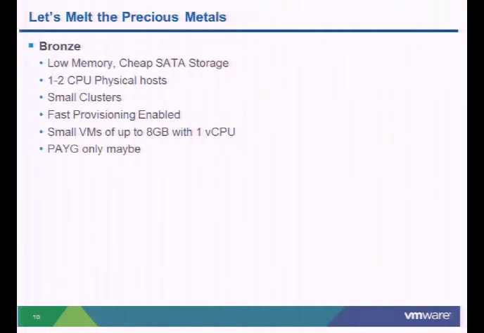In this case, the bronze is the lowest, though it may not be the lowest in some of your situations. We say the bronze offering is going to be composed of low memory, cheap SATA storage, not necessarily whatever, that's just our own opinion in this case. 1 to 2 CPU physical hosts, small clusters, fast provisioning enabled. Small VMs can get up to about 8 gigs and one virtual CPU, and the model for this may be pay as you go. When we talk about allocation models, everyone here is aware of the 3 allocation models we have with vCloud, right? Pay as you go.